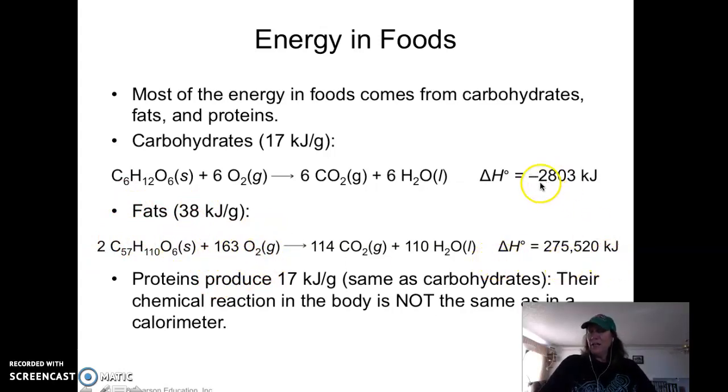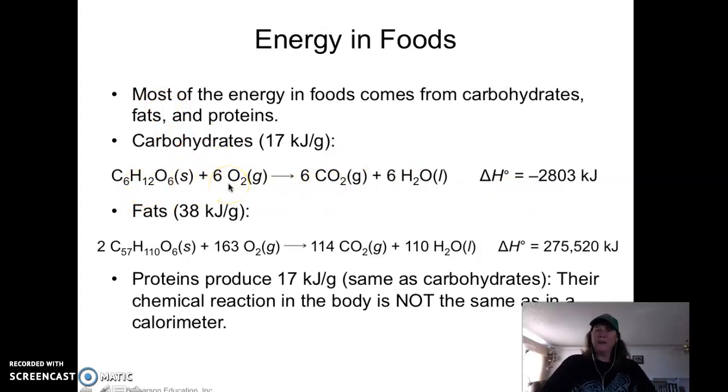Look at the energy here. 2,800, 275,750. I mean, there's so much more energy in fats than there are in carbohydrates. But the reason why we burn our carbohydrates first is it doesn't take much to get them rolling.